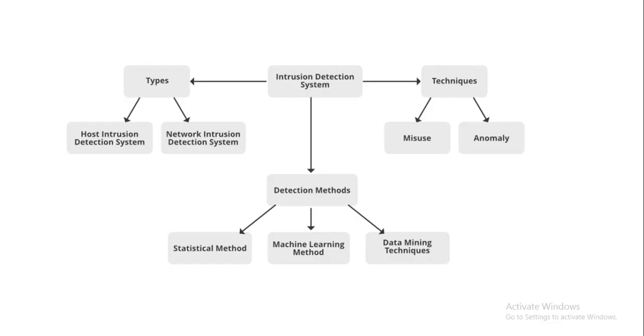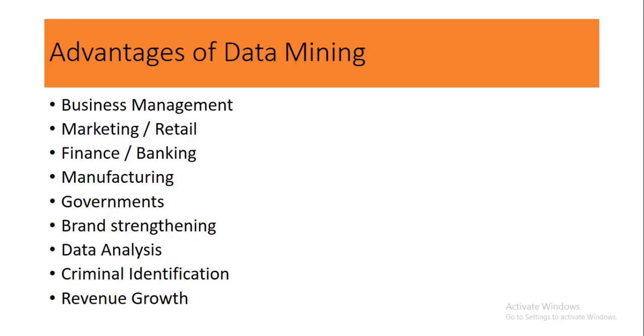Now, in this part, we will see the advantages of data mining. Why use data mining in different applications? So, the first advantage is business management. We know that the data mining process is to extract useful information. It is the way to new business opportunities. So for different business management, you can use data mining.